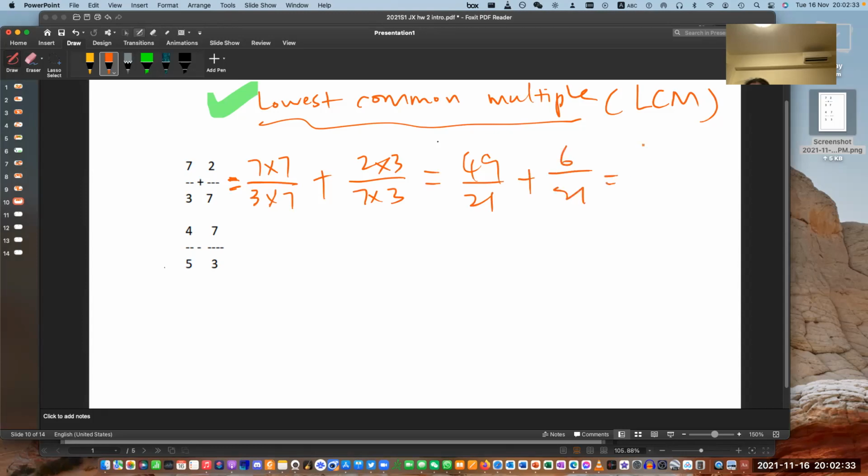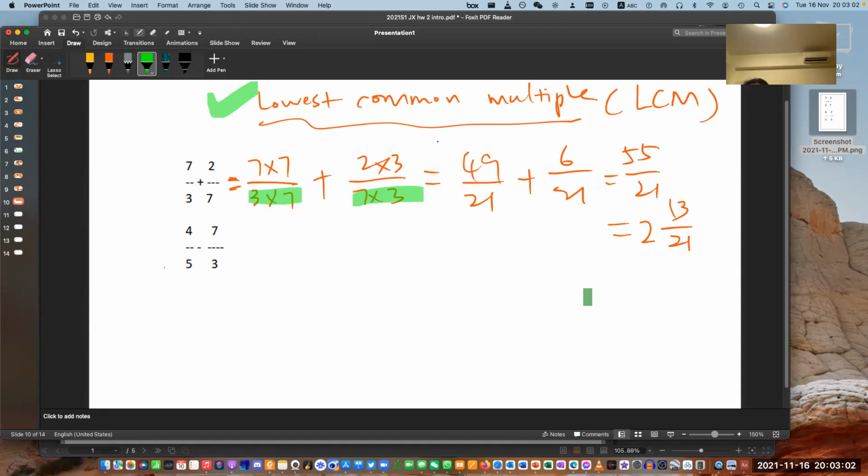And then, of course, you add them up. So you get 55 over 21. And of course, this is an improper fraction. You need to use a proper fraction as the answer. So you're going to have 2 and 13 over 21. Okay. So there's nothing for you to learn here. But I want to point out to you, you are actually using LCM here. The concept of LCM.